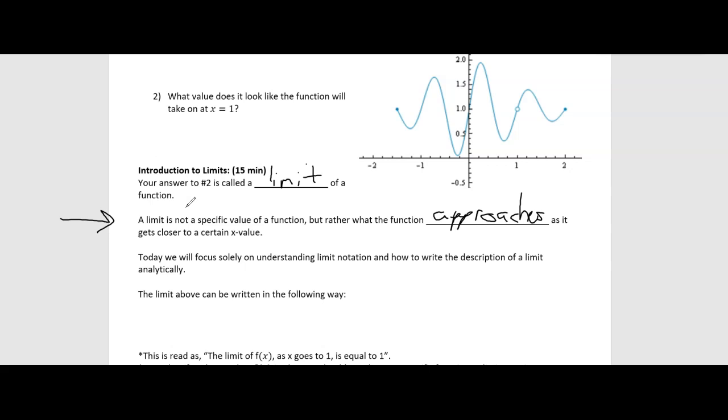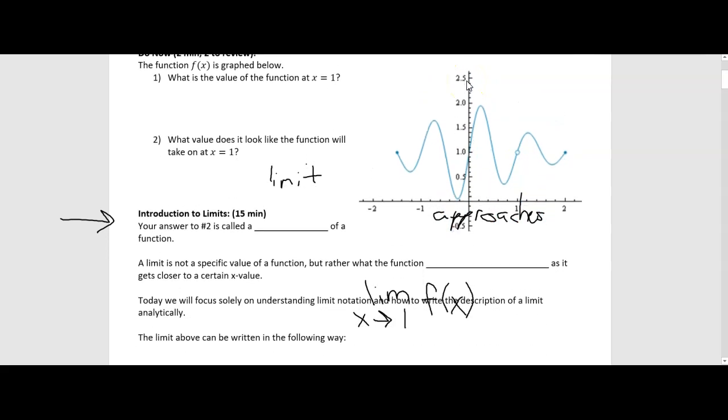The limit above can be written in the following way. So again, up here we were looking at what is the limit of the function as x approaches positive 1. So we're going to start off with the abbreviation for limit, LIM. Now whatever the function is approaching is going to go right below it. So we're talking about as x approaches 1. Then you need to list what the function is. In this case, this function was f of x. Actually, let me just double check that real quick to make sure that's correct. Yes, it was f of x.